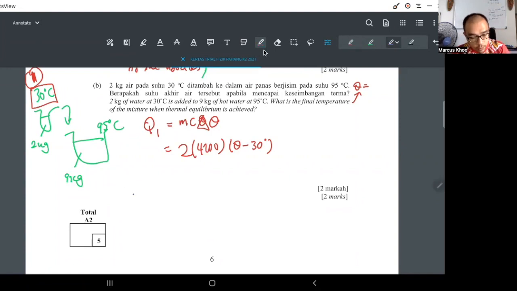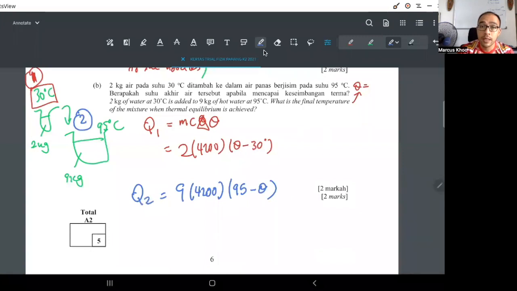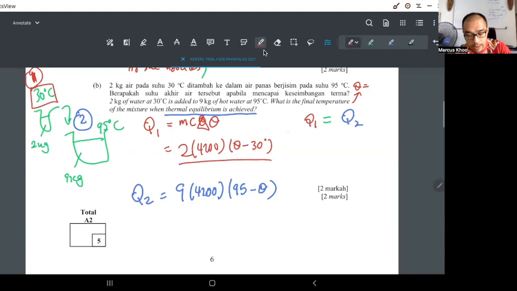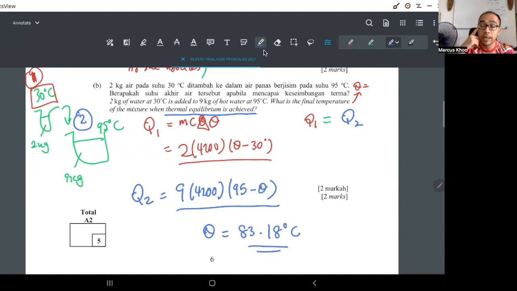Now in situation number 2, we also use mcθ, but the m this time is 9. The c is 4,200, and it is going to drop in temperature. So it has to start from 95 and end here. Because we are talking about thermal equilibrium, therefore I can say that Q1 is equal to Q2, which means this is equal to this. Then you rearrange and you will get the answer θ equals 83.18 degrees Celsius.